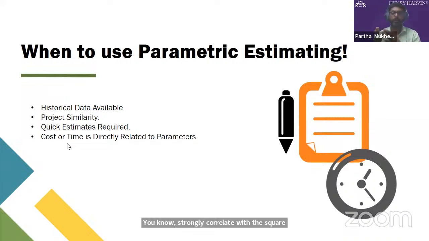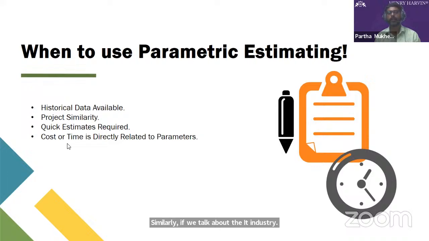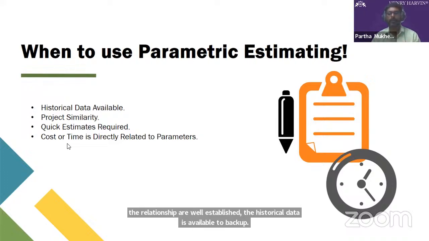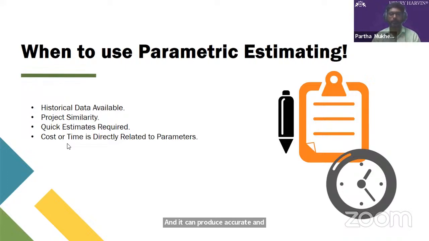Similarly, if we talk about the IT industry, in software development, the number of lines of code can be a good indicator of a project effort. So in these cases where the relationships are well established and historical data is available to back up such a relationship, parametric estimation can produce accurate and reliable information.